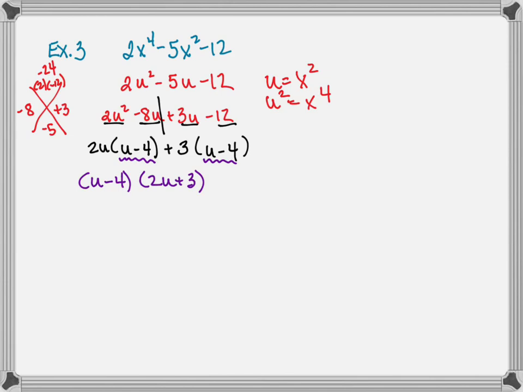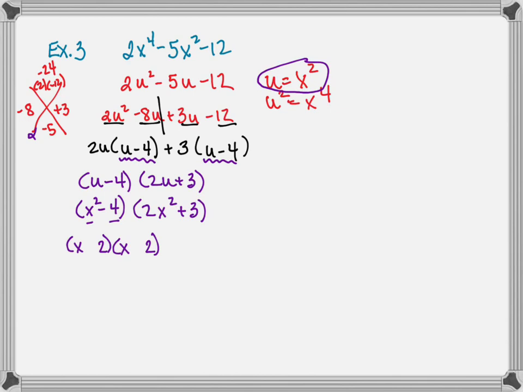And now let's substitute back. So instead of u, let's substitute in x squared. So we've got x squared minus 4 and 2x squared plus 3 as my factors. Can anything be factored further? Well, here I have the difference of two perfect squares. So I've got two sets of parentheses I can break it into. Square root of x squared is x. The square root of 4 is 2. One gets a plus, one gets a minus. And then 2x squared plus 3 does not factor further, so we will bring it down.